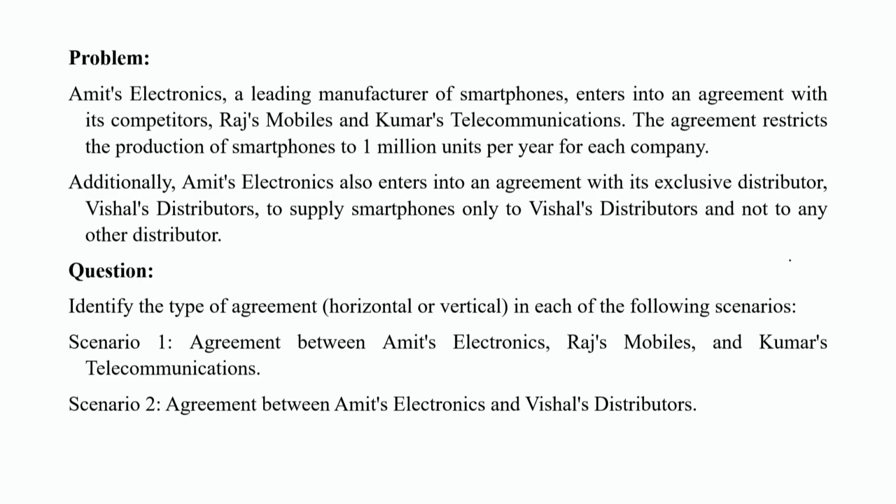Now the question is to identify the type of agreement, whether it is horizontal or vertical, in each scenario. In scenario one, Amit Electronic enters into an agreement with its competitors, Raj Mobiles and Kumar Telecommunication, restricting the production of smartphones to 1 million units per year for each company. The second scenario is where Amit Electronic also enters into an agreement with an exclusive distributor, Vishal. That means an agreement between Amit Electronic and Vishal Distributor.